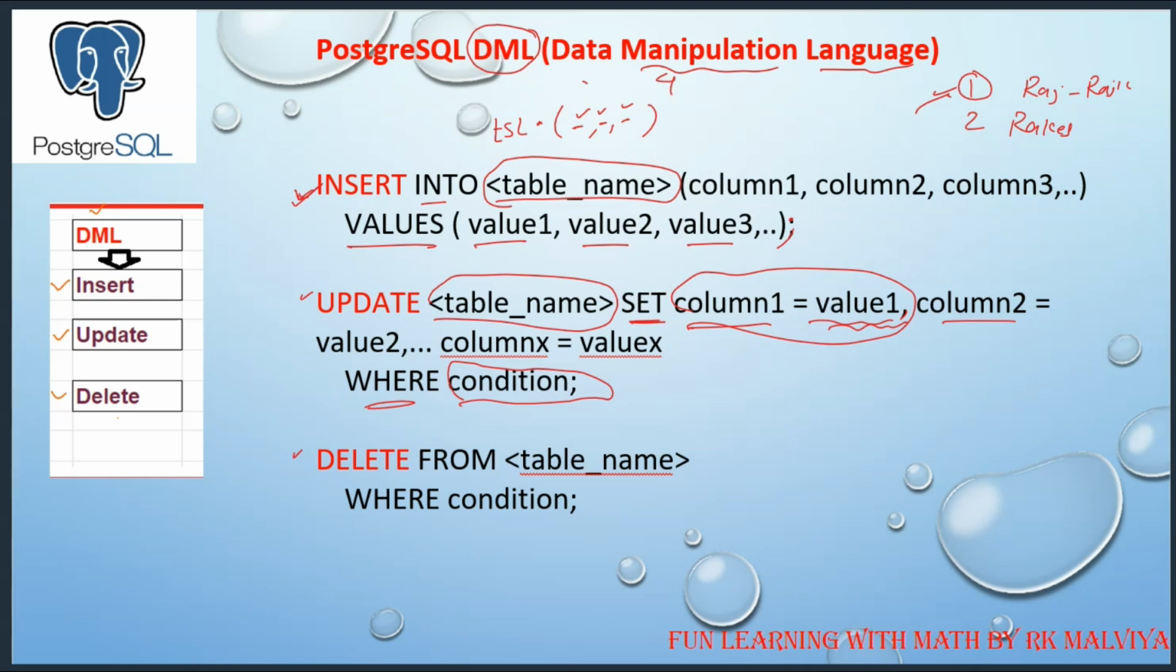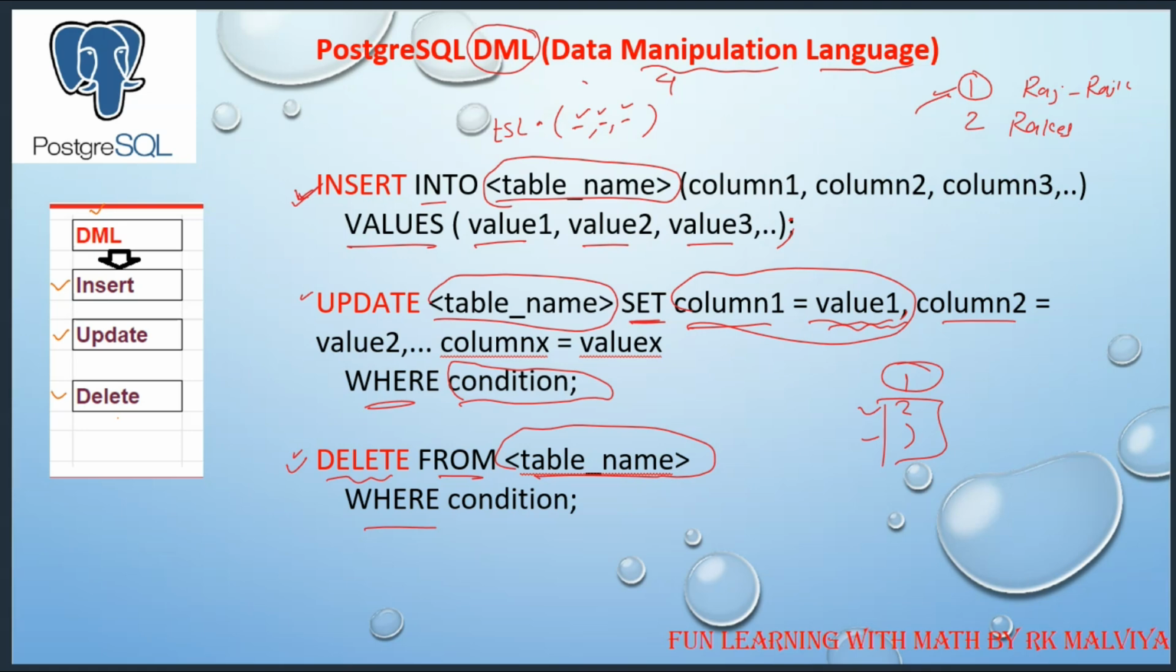Now delete. So delete, what is the command? Delete from table name and here we have condition. Which record do you want to delete? For example, I have 1, 2, 3. I want to delete these 2. So I will say where employee ID in 2 and 3 and delete those records only. I don't want to delete 1.